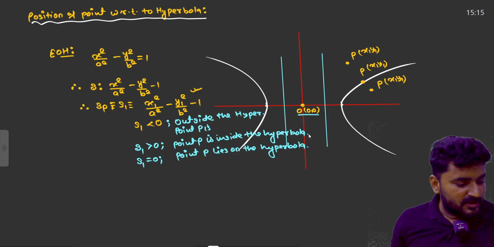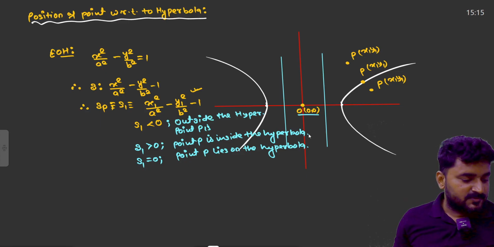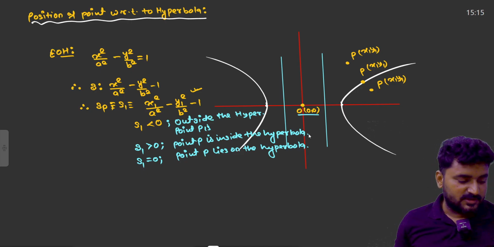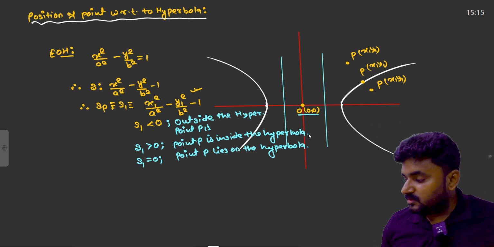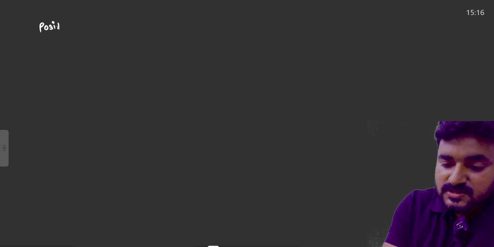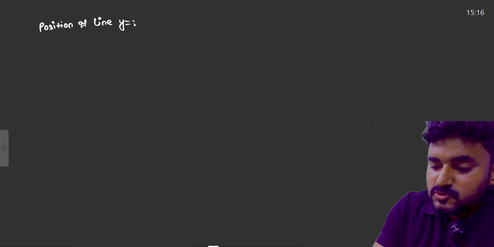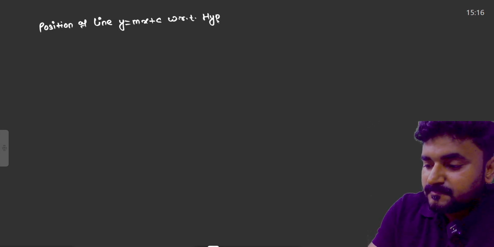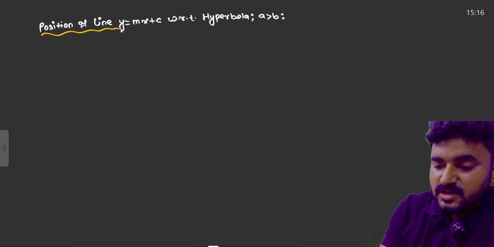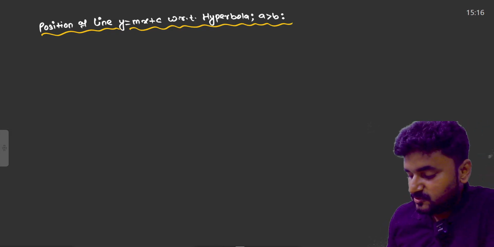Okay students, so now we are going to see the point of contact, and then I am going to tell you what comes for the position of a line with respect to the hyperbola. Just watch: the position of the line y equals mx plus c with respect to the hyperbola, where a is greater than b.